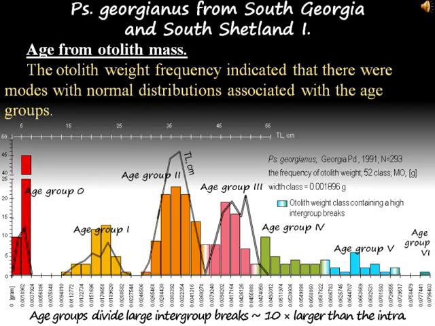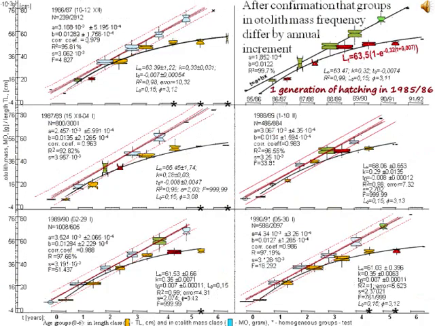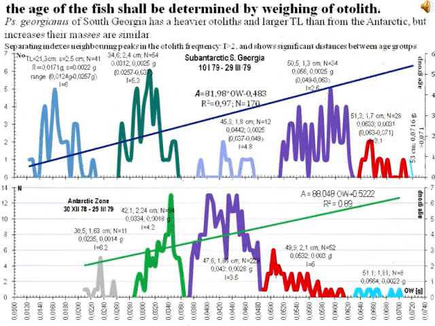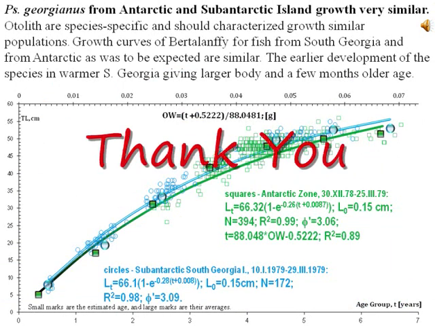Age from otolith mass. The otolith weight frequency indicated that there were modes with normal distribution associated with the age groups. Age groups are separated by large distances between groups in the frequency of otolith mass. After confirmation that groups in otolith mass frequency differ by annual increments, the age of the fish can be determined by weighing the otolith. Georgianus from Antarctic and subantarctic islands grow very similarly.